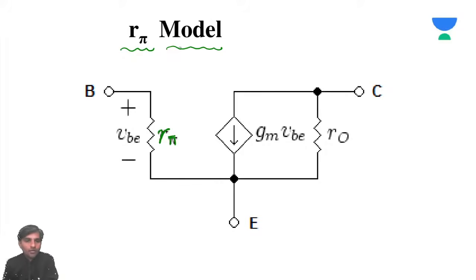So this is going to be the RPI model. In the case of the RPI model, you can see the input voltage is going to be VBE. The input voltage must be considered as VBE, and the corresponding resistance is going to be RPI. So can I call the input resistance RI? The input resistance can be called RPI, and you can see here GM. What is GM, sir? Always remember, GM is transconductance.